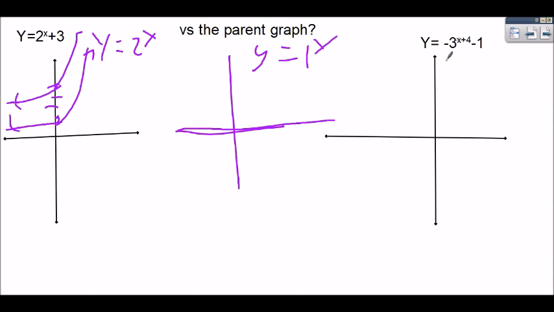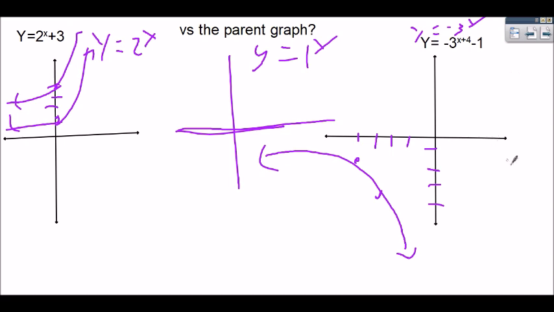Here, my parent graph would be y equals negative 3 to the power of x. This minus 1 would mean to go down 1. And then plus 4 is opposite way, I think. So it's going to go over 4. And there is, again, in quotes, vertex. And I'm going to go down 3 over 1. So down 1, 2, 3 over 1. And it's going to look something like that. So that is my new graph.